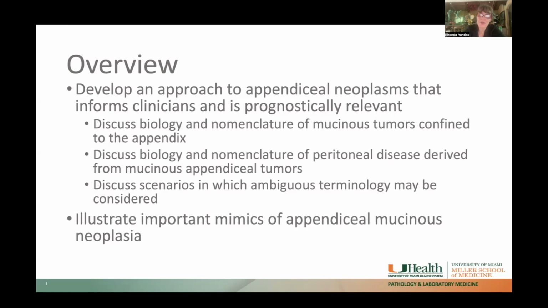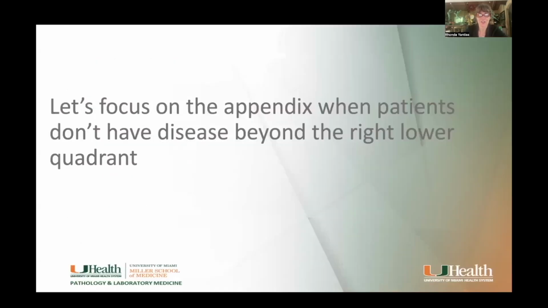And to do this, I'm going to have to deviate from the current WHO classification, but I'll warn you ahead of time, and I apologize in advance. In the end of the presentation, we'll also spend a little bit of time talking about some of the other appendiceal neoplasms that can be mistaken for a mucinous tumor, as well as some potential mimics of appendiceal mucinous neoplasia.